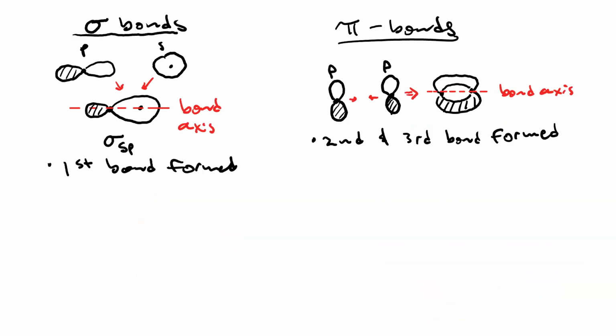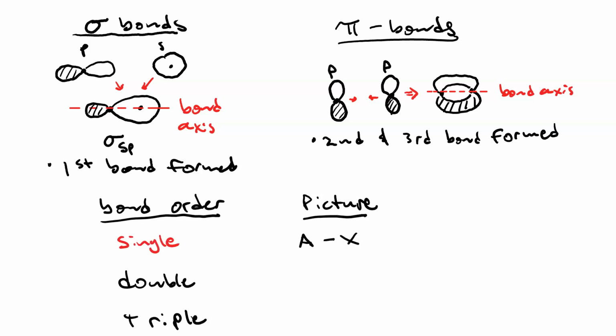Thus, when we look at a Lewis structure, we can determine some things about the bonding composition. So, bond order can be single, double, or triple. When you see a single bond in a Lewis structure, its picture is just one dash, that's one pair of electrons. Since we know that the first bond formed between any two atoms will always be sigma, a single bond is always one sigma bond.